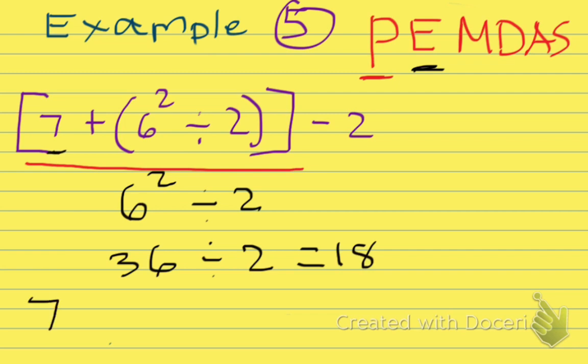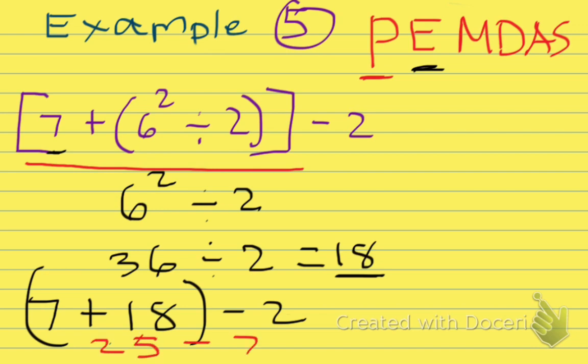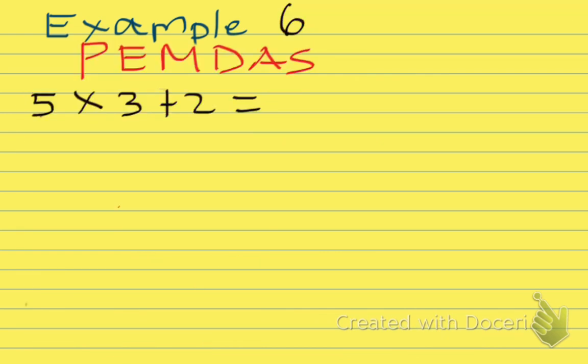Next, we will copy 7 plus 18. So solving 7 plus 18 is still inside our parentheses. So 7 plus 18 equals 25. Now we are going to do subtraction. 25 minus 2 equals 23. So that's our final answer. Moving on to our example number 6. Alright, so we have 5 times 3 plus 2.